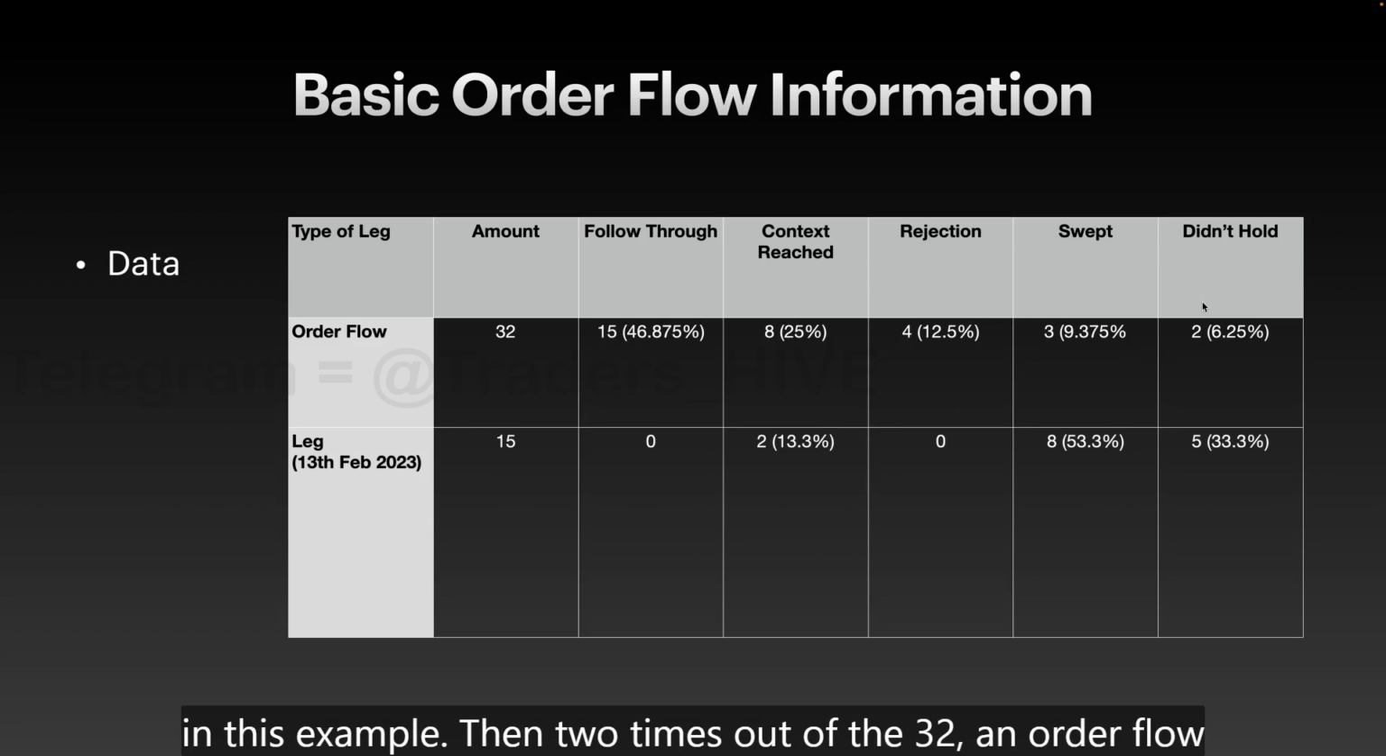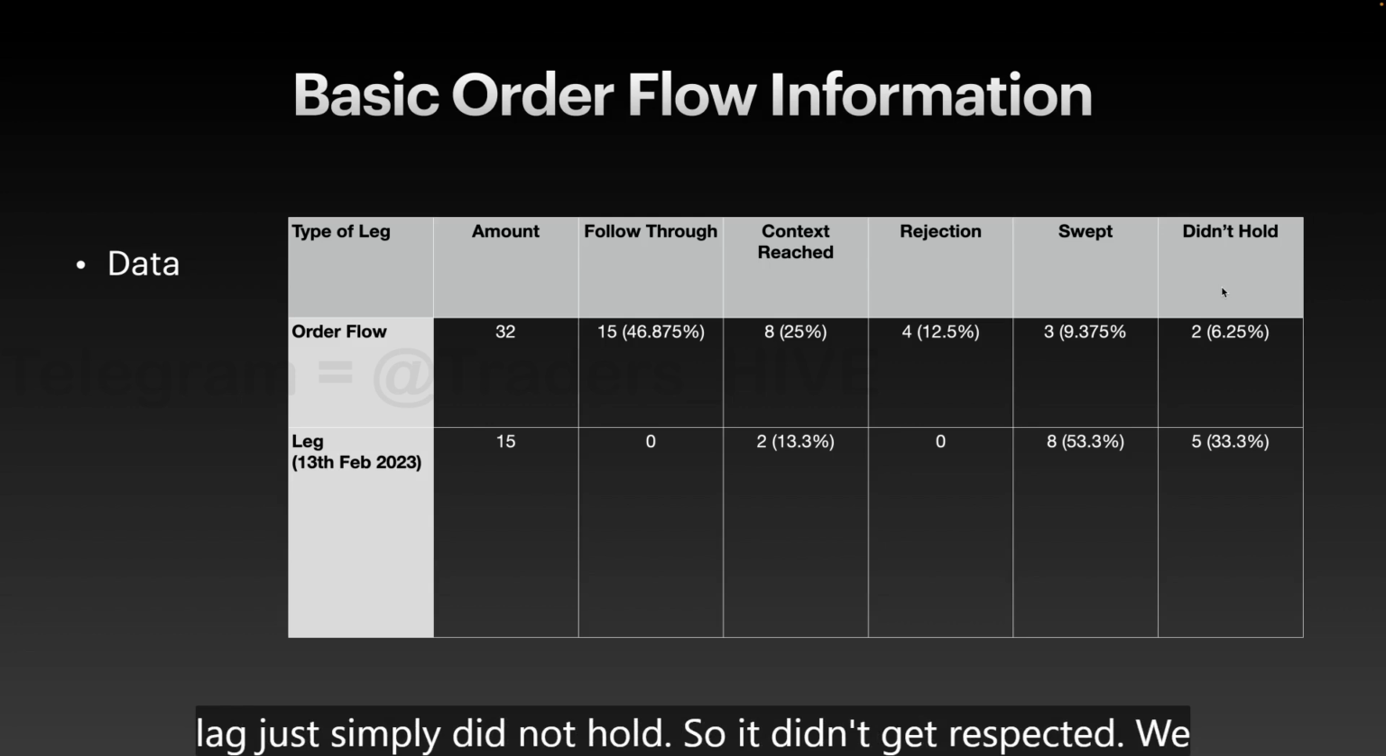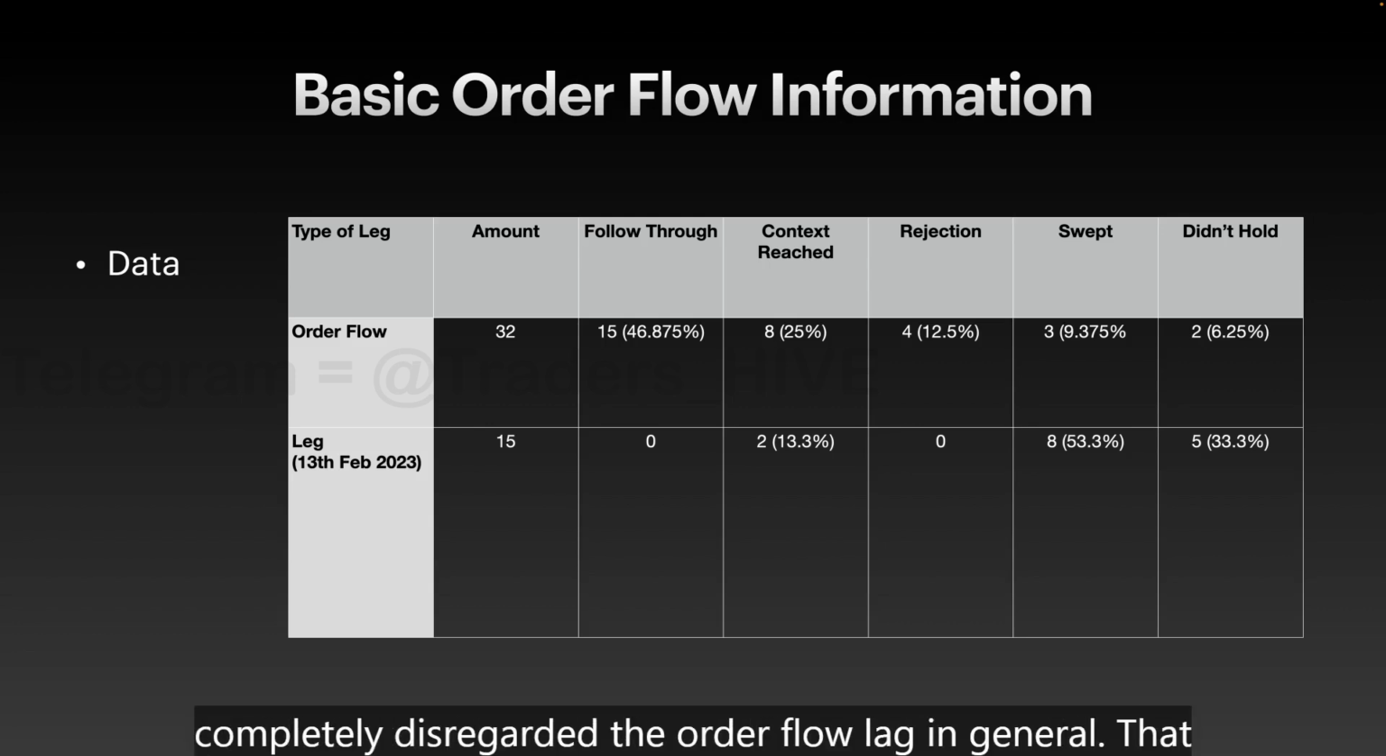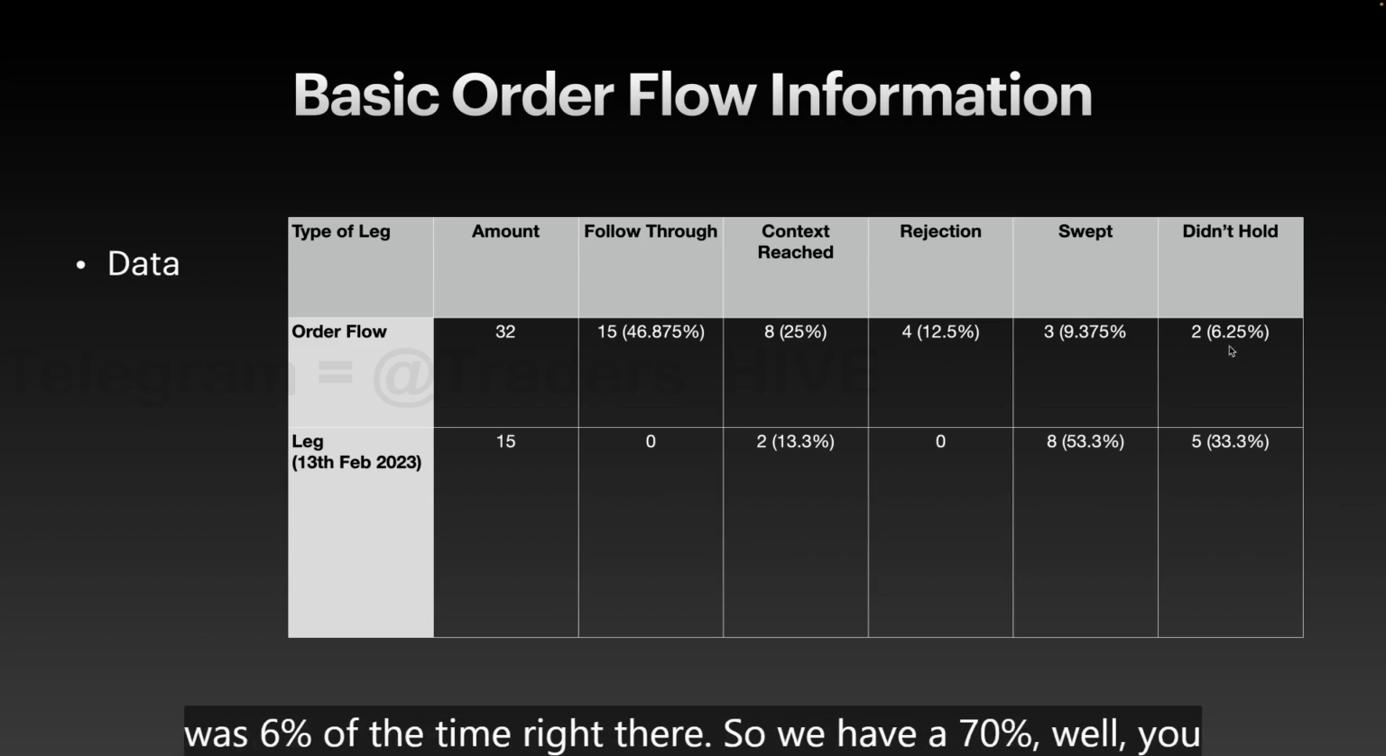Then 2 times of the 32, an order flow lag just simply did not hold. So it didn't get respected. We didn't even have a rejection. It didn't get swept. It just completely disregarded the order flow lag in general. That was 6% of the time right there.